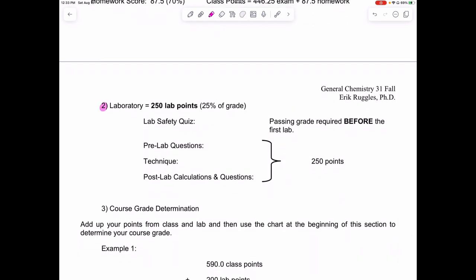Then we have laboratory, which is that extra 250 points or 25% of the grade. Again, your TA will go through all of this stuff as far as what the points are associated with. We usually have a lab safety quiz at the beginning of the semester. This is something that needs to be done before the first lab. And then each lab will consist of pre-lab, technique, and post-lab calculations. But you'll get more information from your lab TA there.